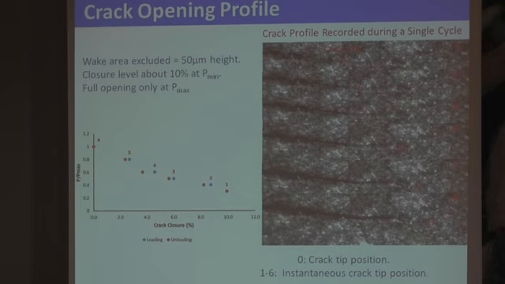For the crack opening profile, we tried to use the same method that we used for the stainless steel, but the resolution wasn't as good as the previous one. So we excluded 5 micrometer in the wake of the crack. The closure was recorded about 10% at the P-min, and opening only at the P-max. As indicated here, the 0 indicates the crack tip position, and 1 to 6 indicate the instantaneous crack tip positions.